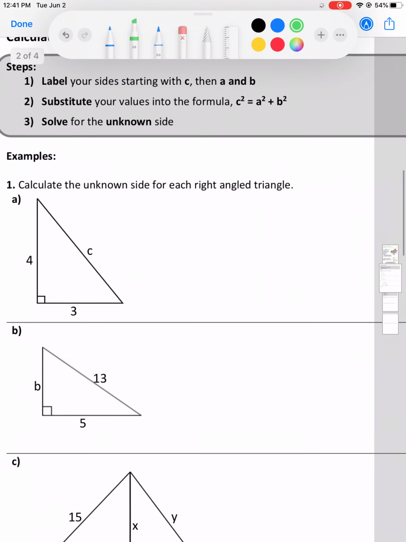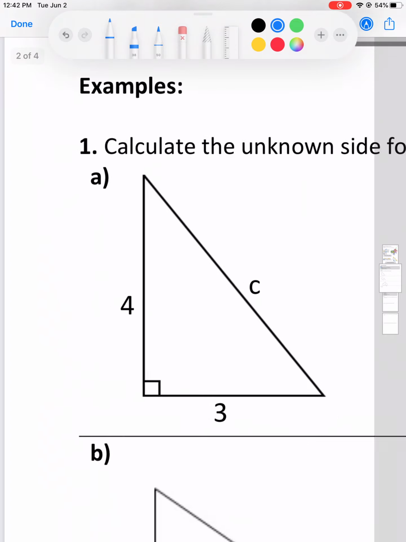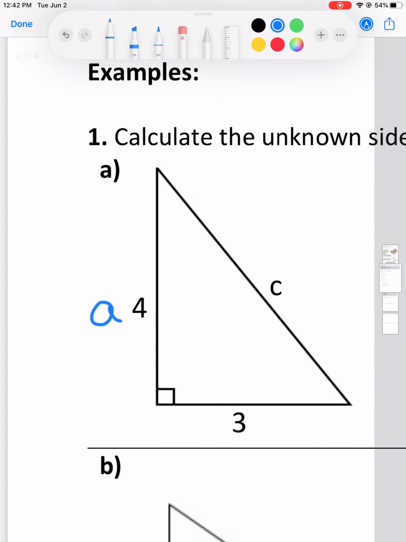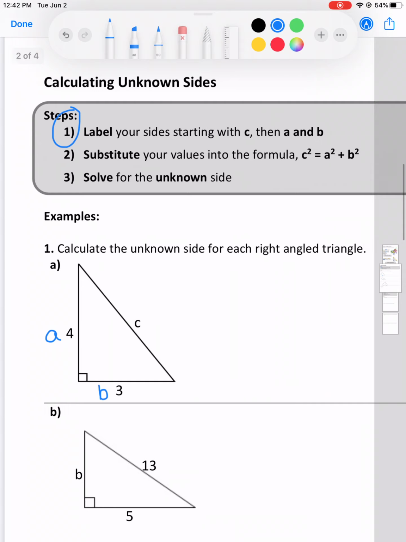So when we go down here, we're going to calculate it, okay? This is the exact same thing that we just showed. So we know that the answer in this case is 5, but we're going to actually use the math for it. So label your side starting with C, and then add an AB. Okay, so let's do that first. I can use blue for that one. C is actually already labeled, which is nice. Now I'm going to label A, and I'm going to label B. And it's just nice and easier so you don't mess up your numbers, okay?